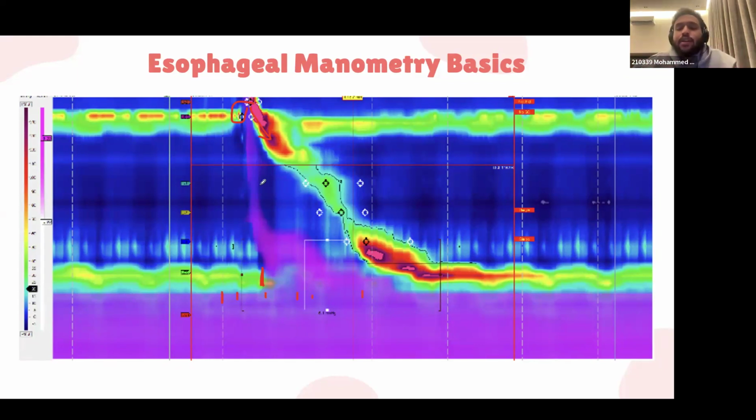When would it be a sign of reflux? If this purple color is appearing over here, around here. If it appears after the peristalsis is done, after the esophagus moves everything down and then it appears later, this is a sign of reflux, okay? That's the only thing you need to know about impedance.